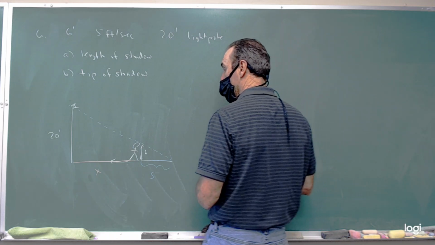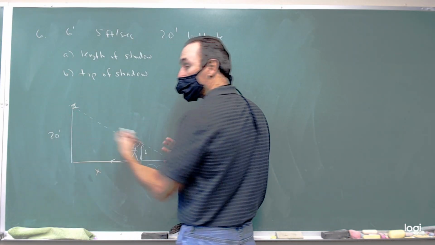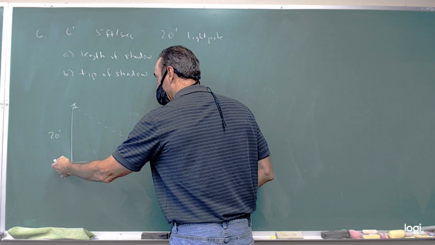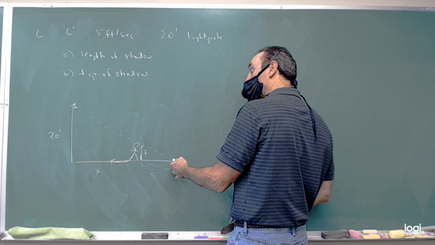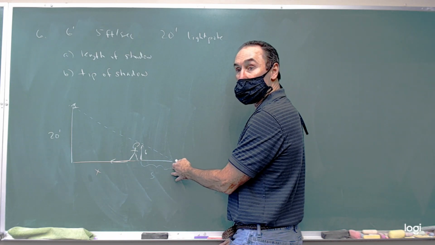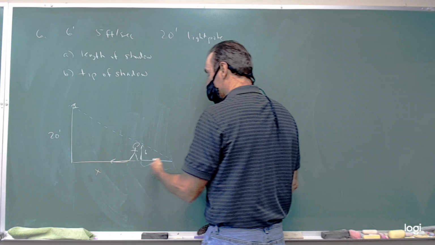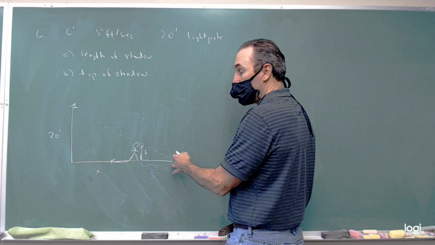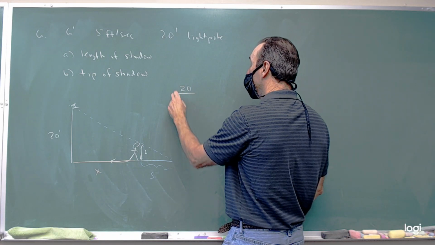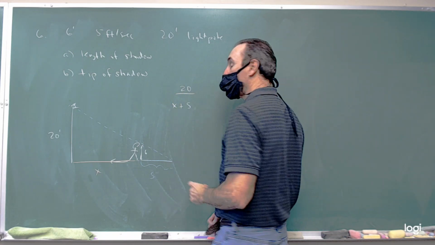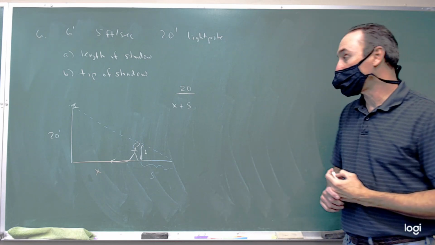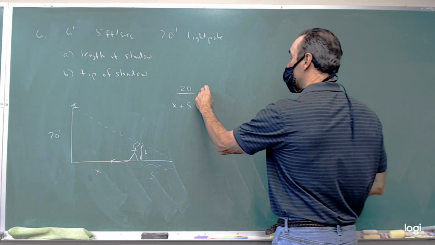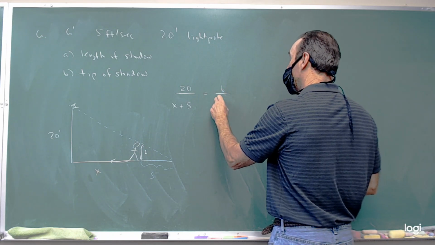There are many different ways you can do this. We can say 20 in the big triangle is to X plus S in the big triangle. So this side is to this side as this side is to that side, is one way to do that. That's not the only way. Now you've got to be careful with your S's because they easily look like 5s. So 20 is to X plus S as 6 is to just S.